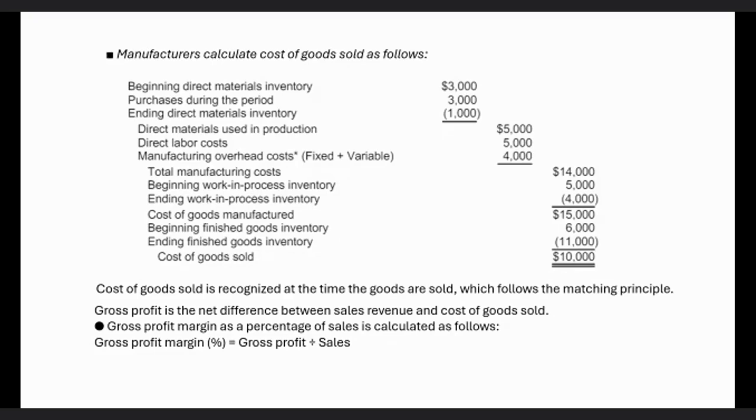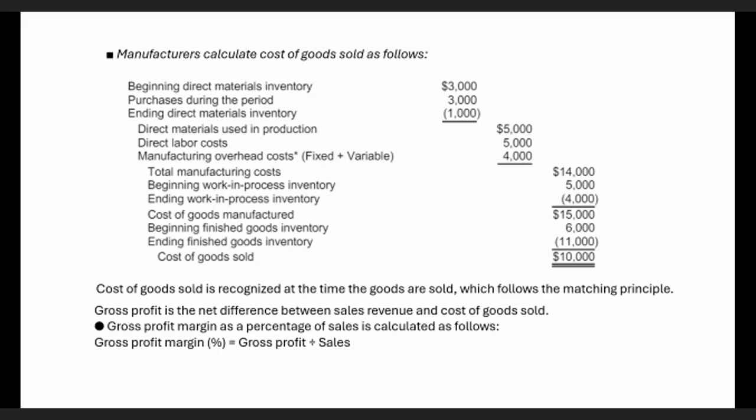Then we look at direct labor cost and manufacturing overhead cost to become total manufacturing cost. And then we add the beginning work in progress inventory and minus the ending work in progress inventory to become the cost of goods manufactured. And then we add the beginning finished goods inventory and minus ending finished goods inventory to get the cost of goods sold.